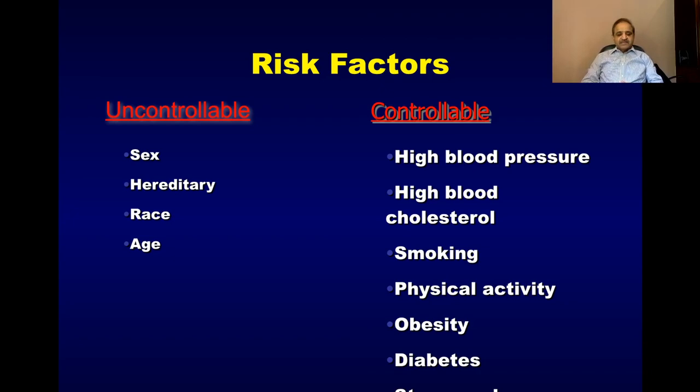Again, male sex, a family history of ischemic heart disease in males at the age of 55 years and in females at the age of 65 years is a risk factor for coronary artery disease. And old age is also a risk factor, because the older you are, the more likely you are to have a plaque in your coronary vessels.